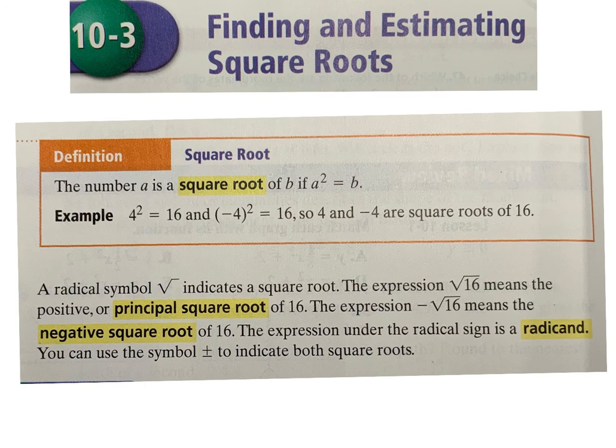All right. The example they give is 4 squared equals 16 and negative 4 squared equals 16. So if I'm looking for the square root of 16 in general, when it deals with a variable, I'm going to say 4 and negative 4.